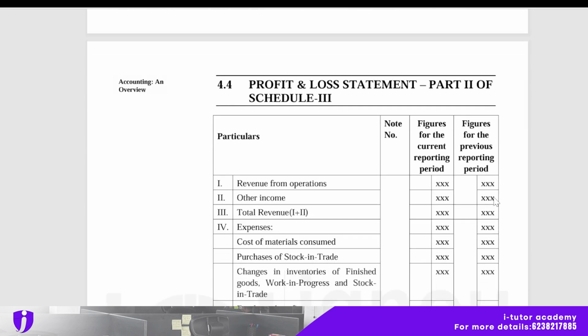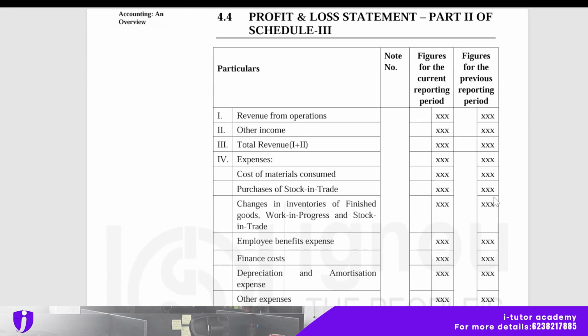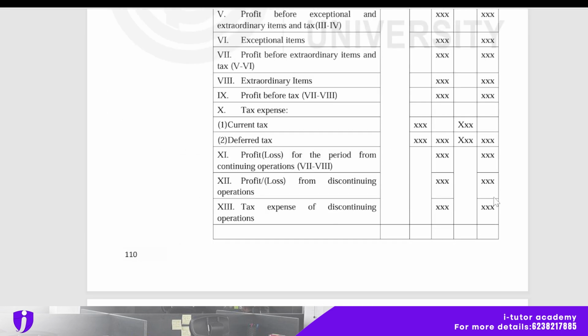And the next one is the profit and loss statement, Part 2 of Schedule 3. So here one column is particulars, and there is a note number column, and figures for the current reporting period and figures for the previous reporting period columns are also there. And you just go through this table, it will be more clear for you.